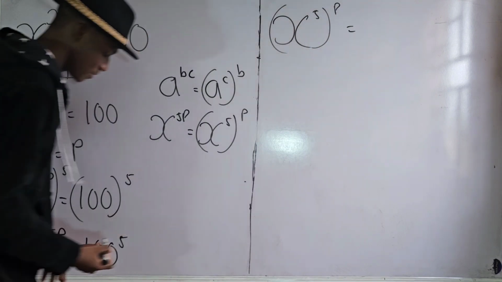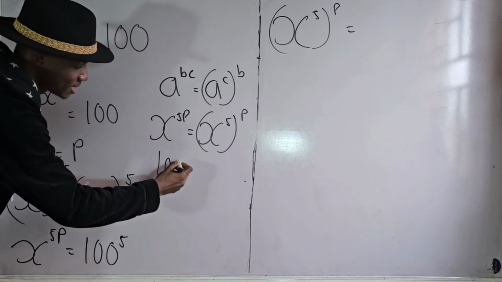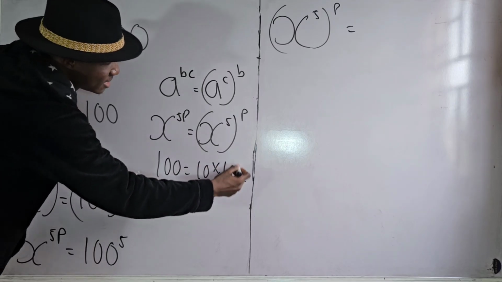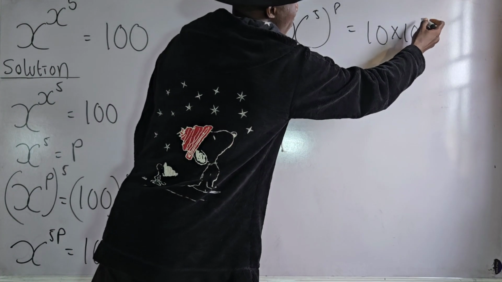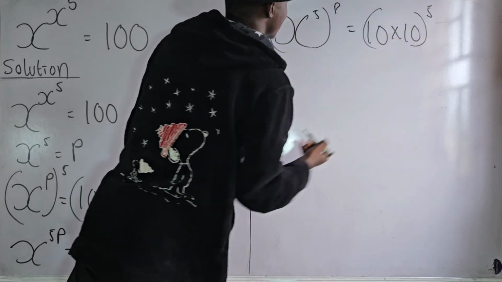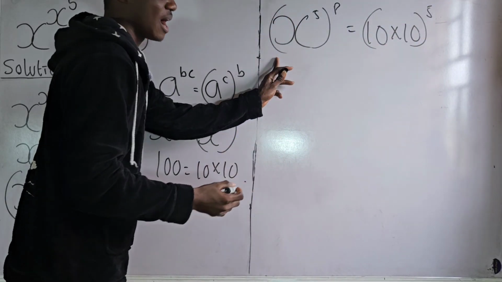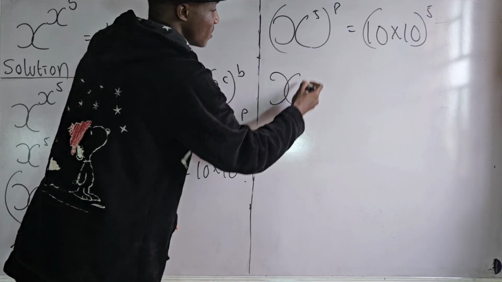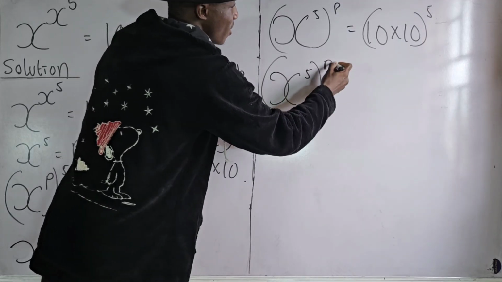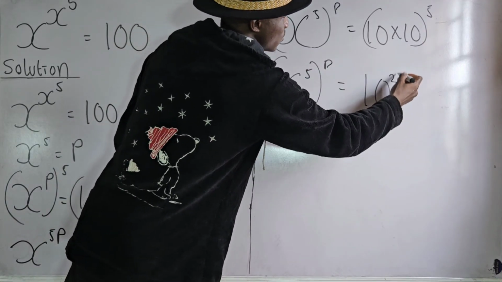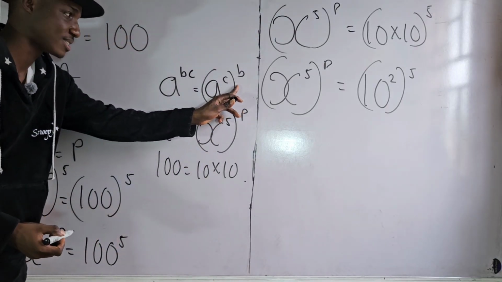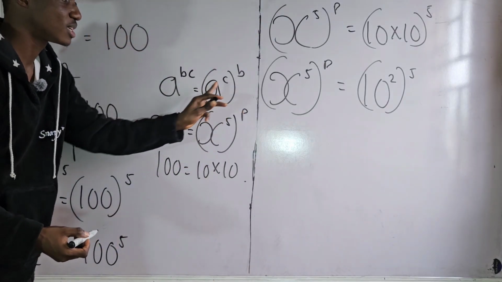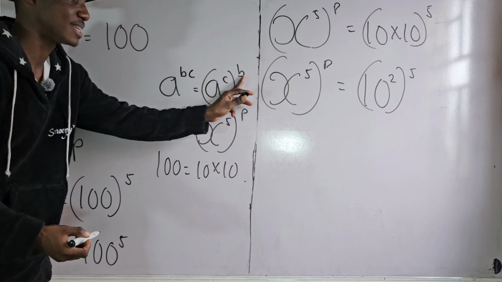Now do not forget that 100 can be written as 10 multiplied by 10. So I'm going to have 10 multiplied by 10 raised to the power of 5, right? Now, I'm still going to have this. x raised to the power of 5 raised to the power of p equals 10 raised to the power of 2 raised to the power of 5. We're going to apply this law. We're going to reverse this. Are you getting it? Such that we're going to take the product of this exponent and this exponent.